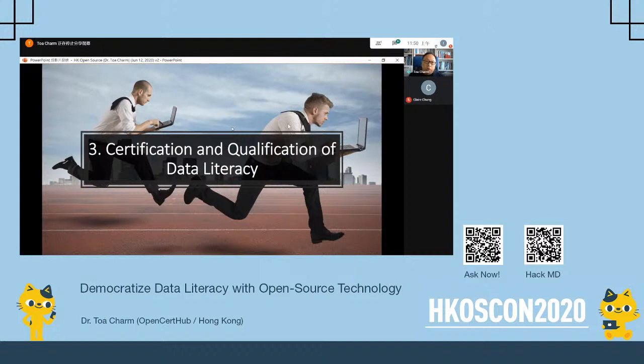Of course, there are so many training institutes out there training the more technical side of data science. That's still important, but more importantly, what we need to get going is on the user side, how we can train more data talents. So that's our focus.